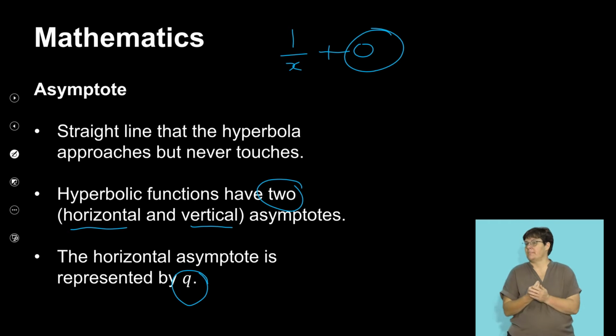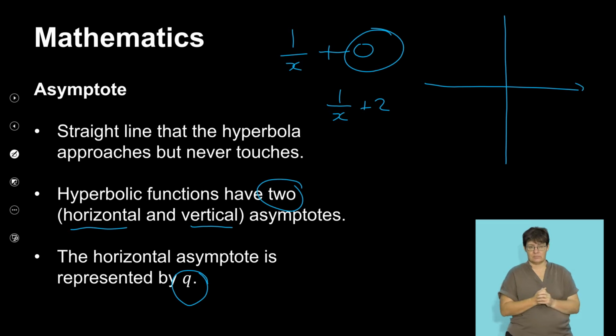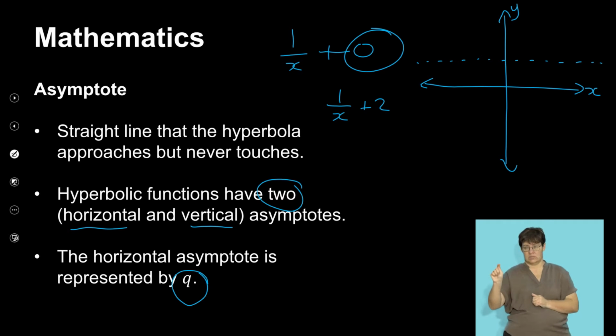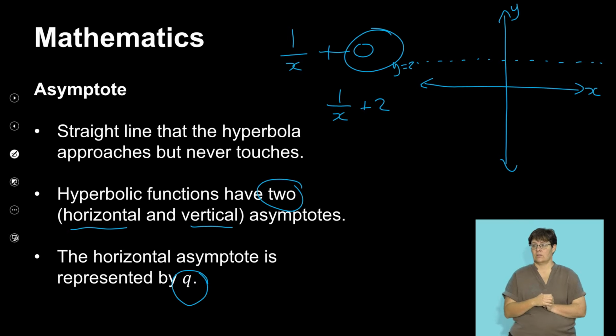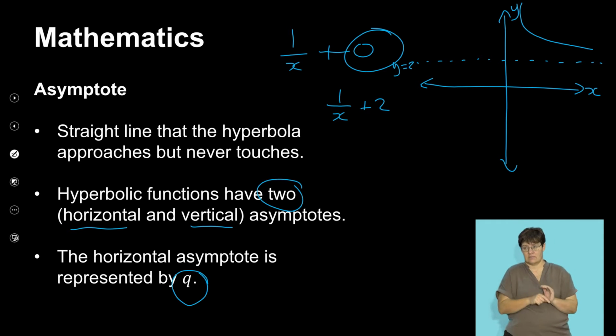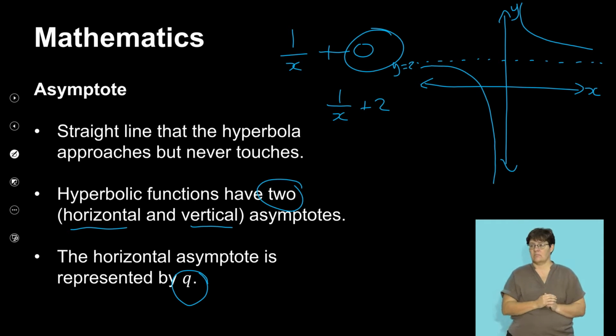So if it was something else, maybe 1 over x plus 2, the horizontal asymptote will be at 2. So when I draw my graph, this will be my x-axis and that will be my y-axis. Where there is 2 on the y-axis, I will draw a horizontal dotted line and write y equals 2. Because this is a positive graph, it will be like that, and like that. So you can now see that this graph is possible.